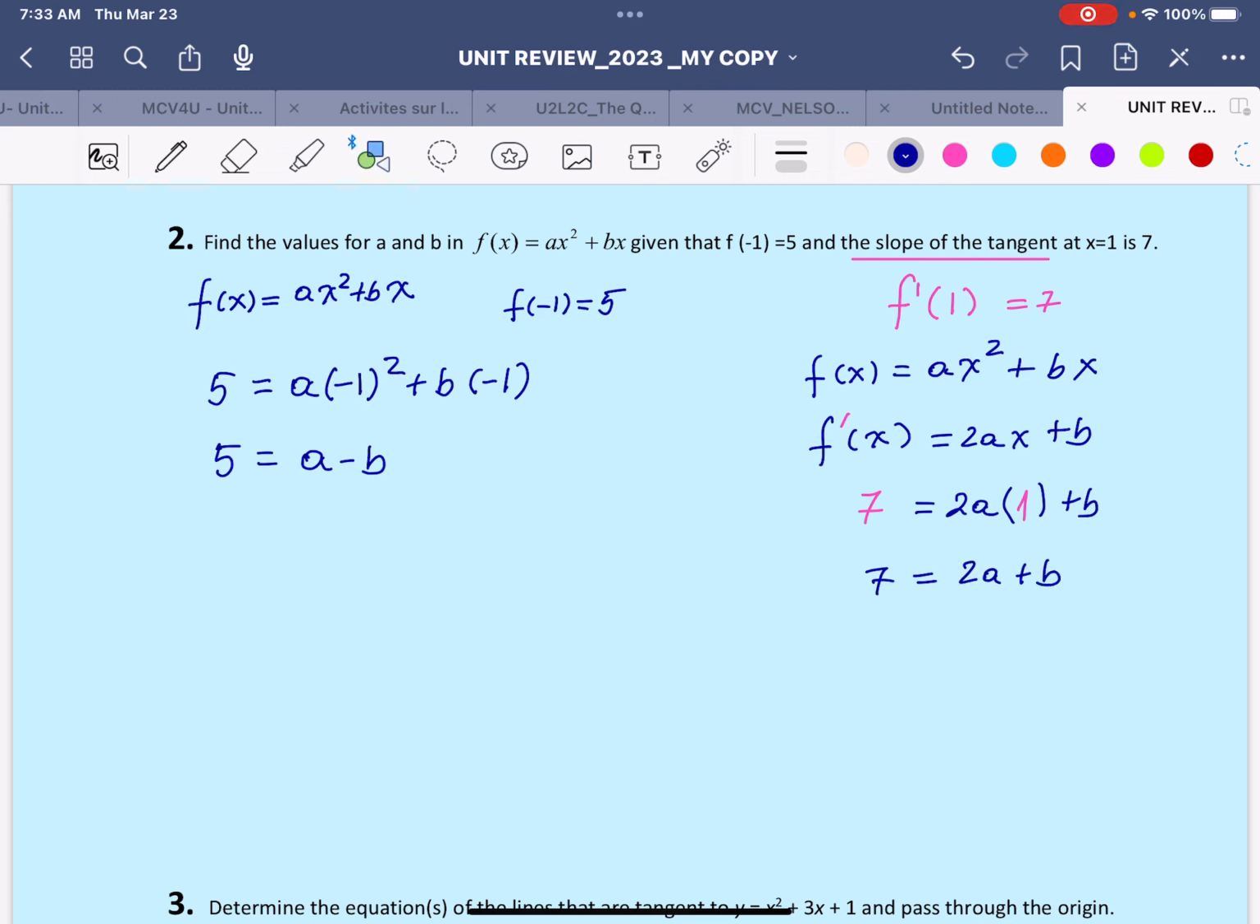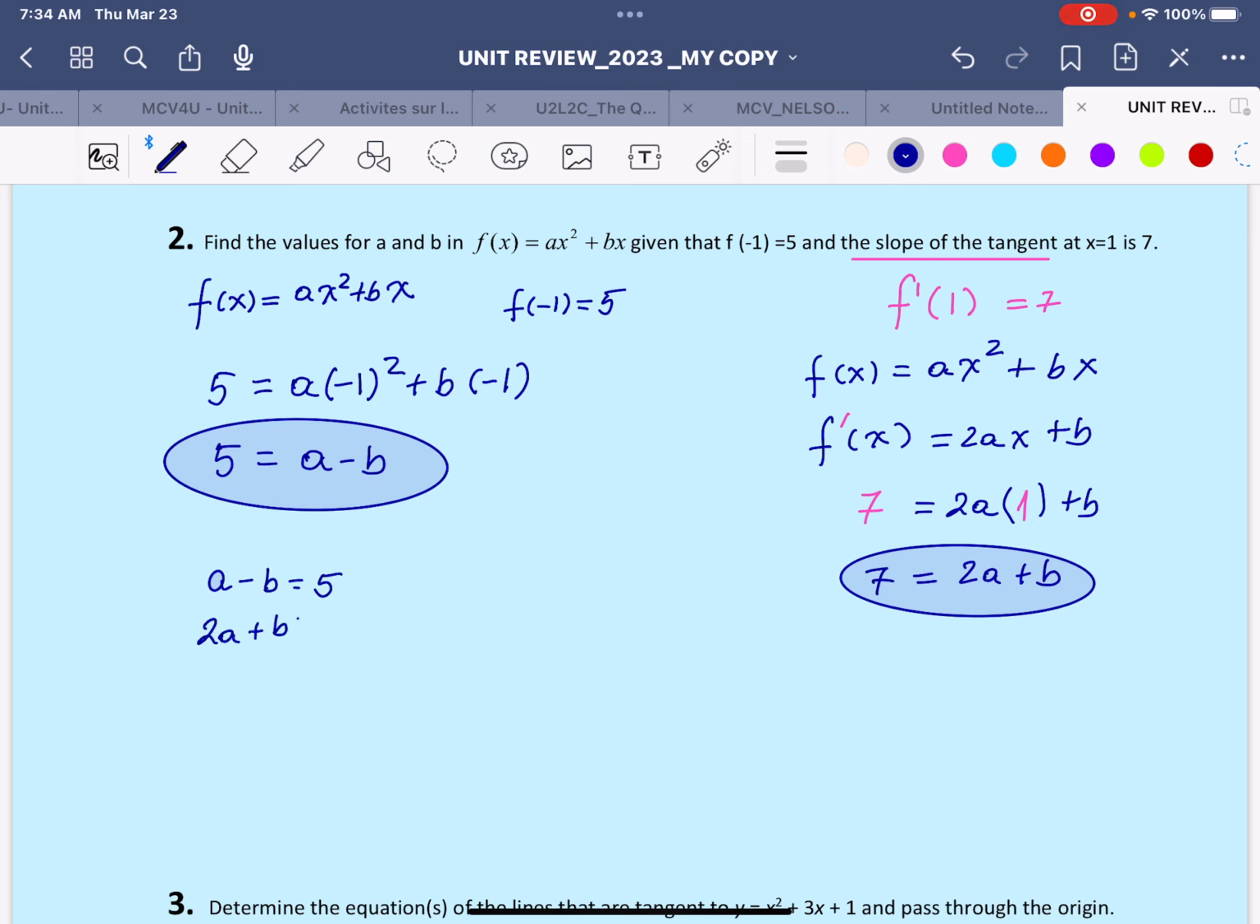So now that we have two equations that connect the variables a and b, we can use both of them, so we can bring them together in a system of equations to find the respective values of a and b. So I would list the equations together. So a minus b equals 5 and 2a plus b equals 7.